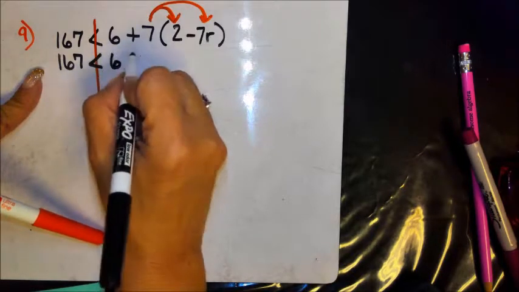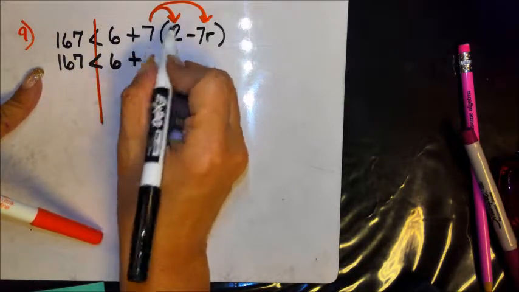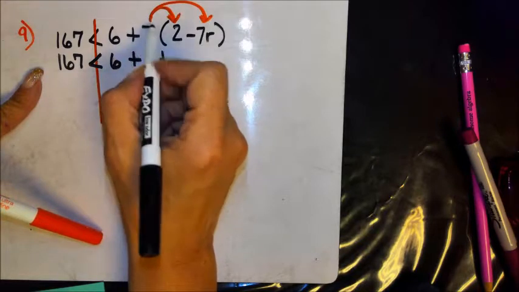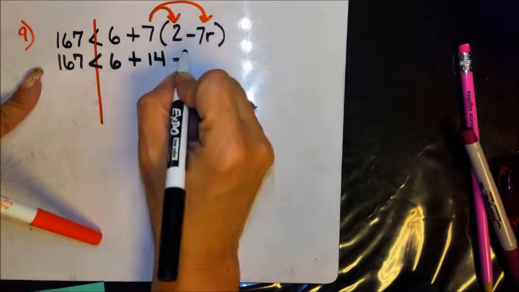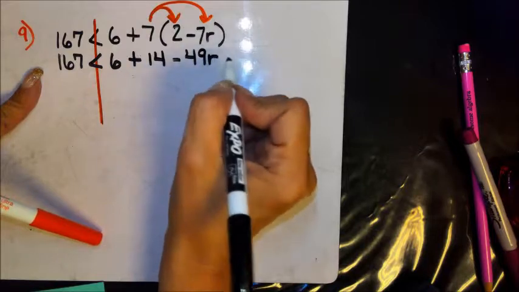Plus 7 times 2 will give me 14. 7 times negative 7 will be negative 49r.